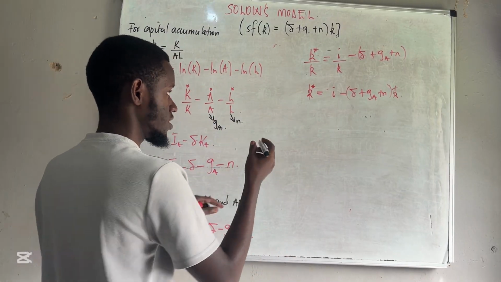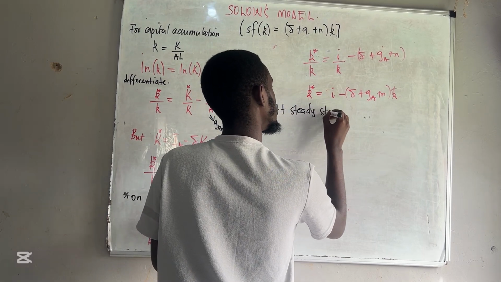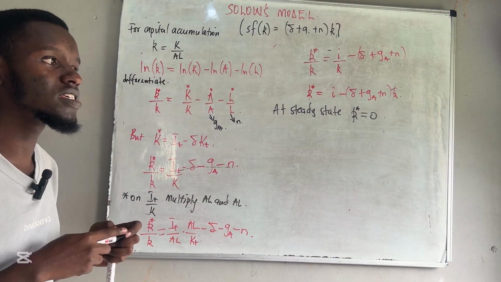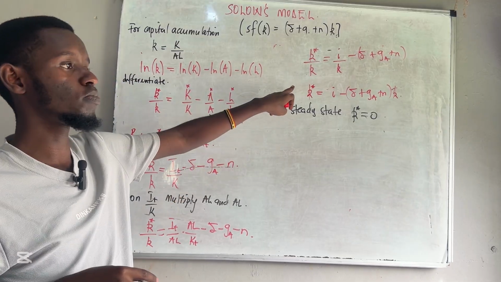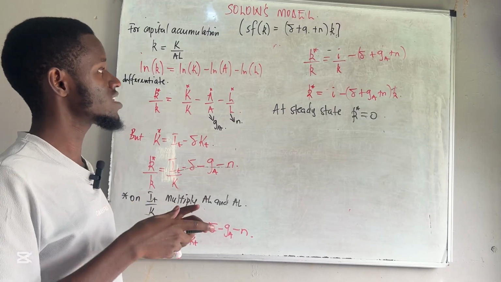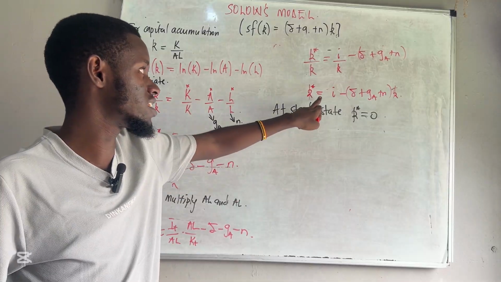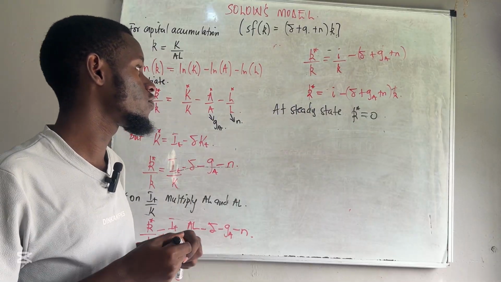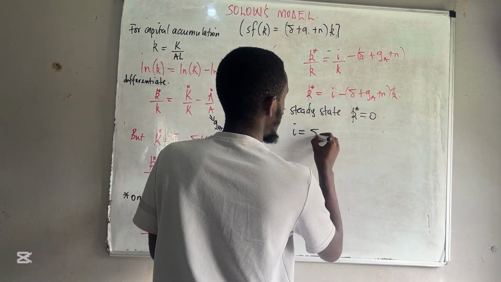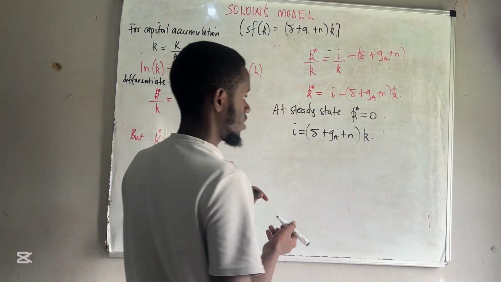But in a steady state, this change in capital per effective worker is 0. Why? Remember, a steady state means that there is no change. Like in the long run equilibrium, at steady state, the change in capital will be 0. Therefore, the unit will be stable and there won't be any change. So if at steady state the change is going to be 0, I will have the whole equation equal to 0, and then I will have my i equals sigma plus gA plus n, times a function of small k.